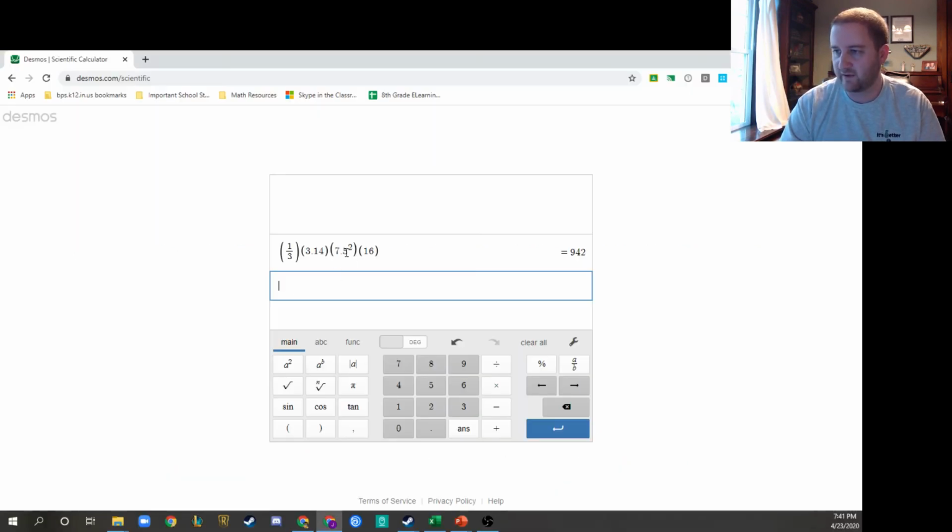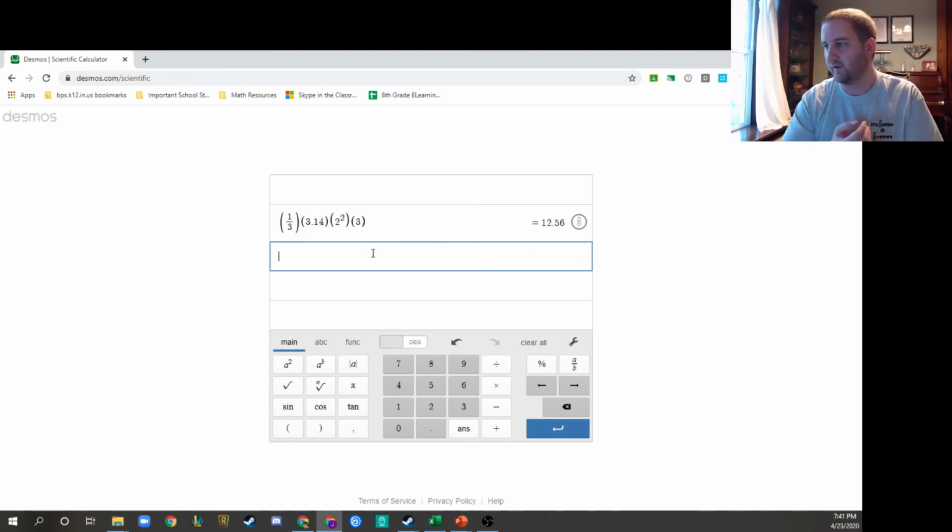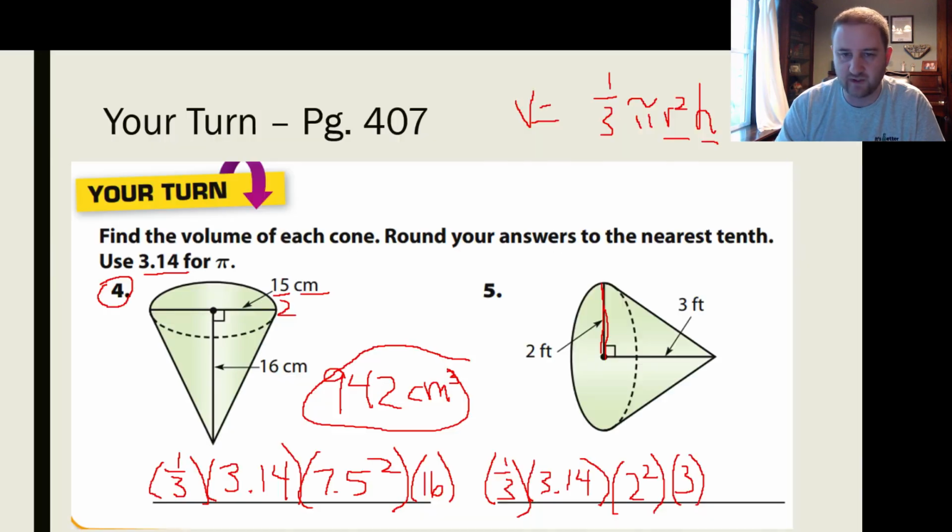So we're going to come back to our calculator, delete the 7.5 from last time, make it a 2, delete the 16 from last time, and make it a 3. And we get 12.56, and it does say round to the nearest tenth. This is the tenth. Our 6 then rounds that up, so it's going to be 12.6, and that's cubic feet.